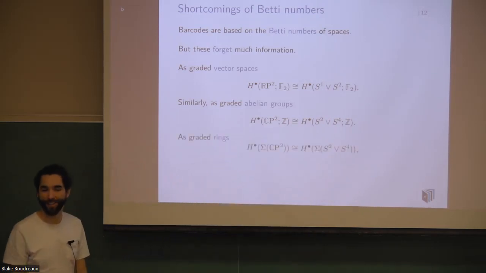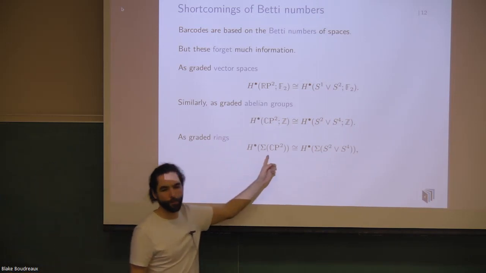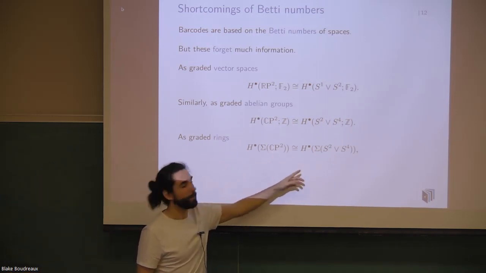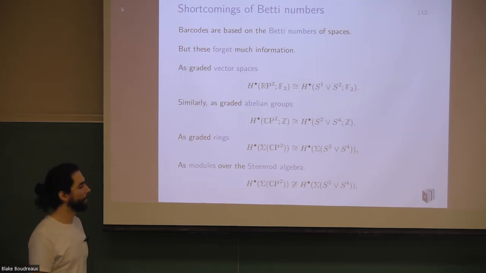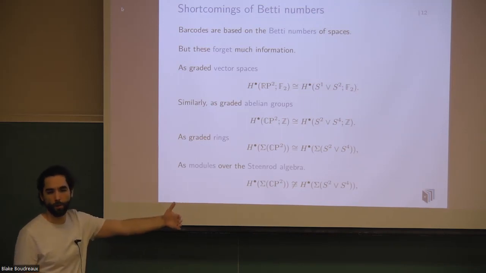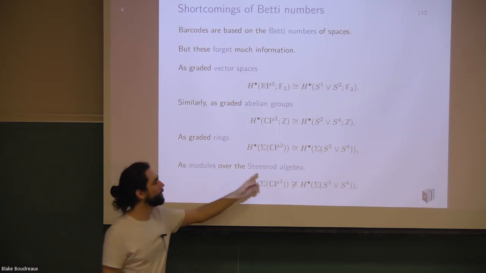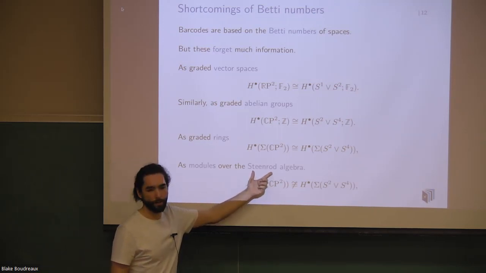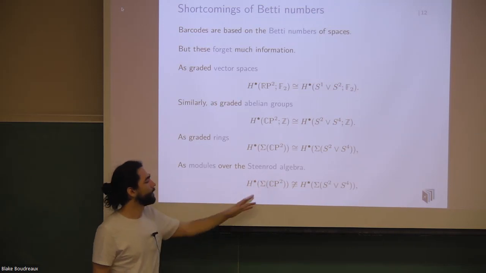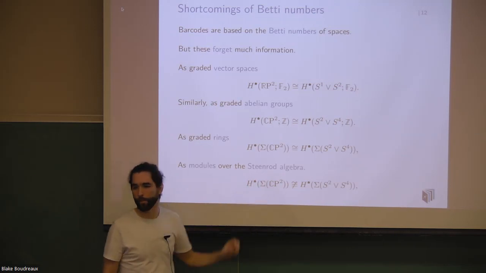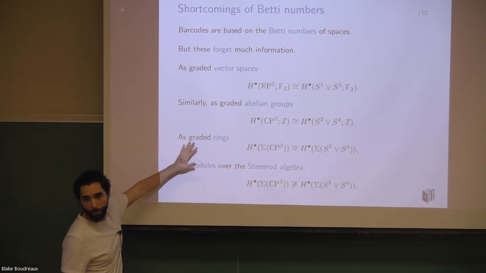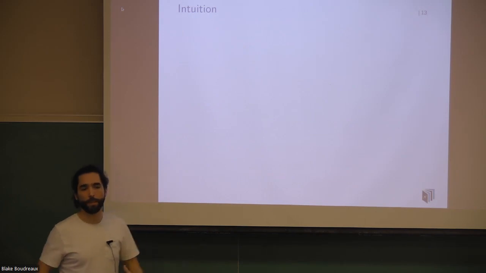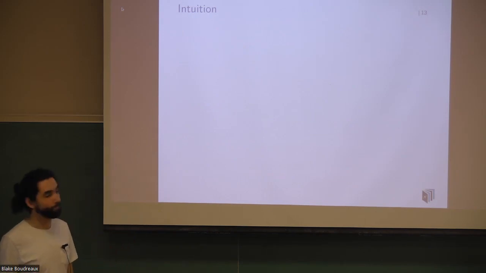But then I will change the question. I'll say, well, but if you take the suspension of these two spaces, then you would not be able to tell them apart. And I will say, but you will be able to tell them apart if you consider yet another layer of structure, the one given by the action of the Steenrod operations, in this case, Steenrod squares, on cohomology. And that distinguishes them. So I'm going to describe how to define this additional structure, but first, some intuition of the kind of additional information that they are capturing.